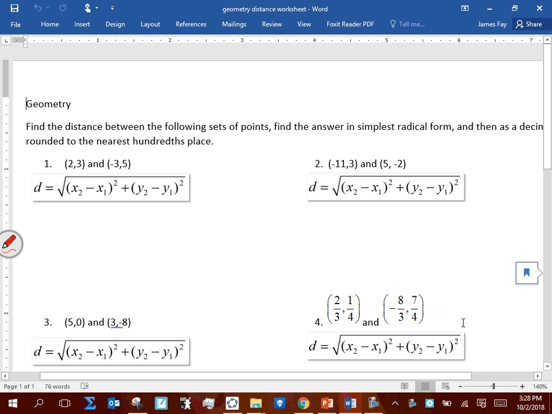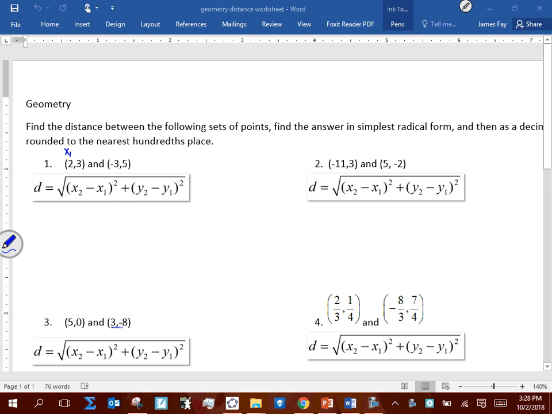Alright guys, I wanted to run through these with you real quick, as I said I would. So number one, let that be x1, y1. Bear with me, cursor died here. Come on, there we go. x1, y1, x2, y2, and then we start plugging in.